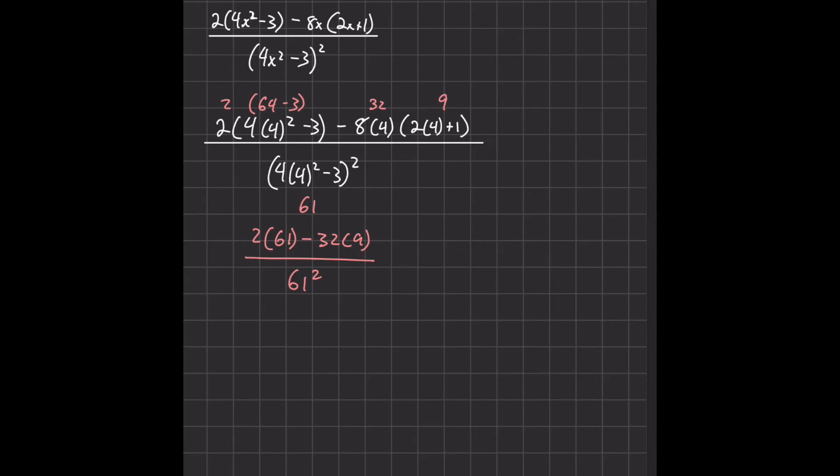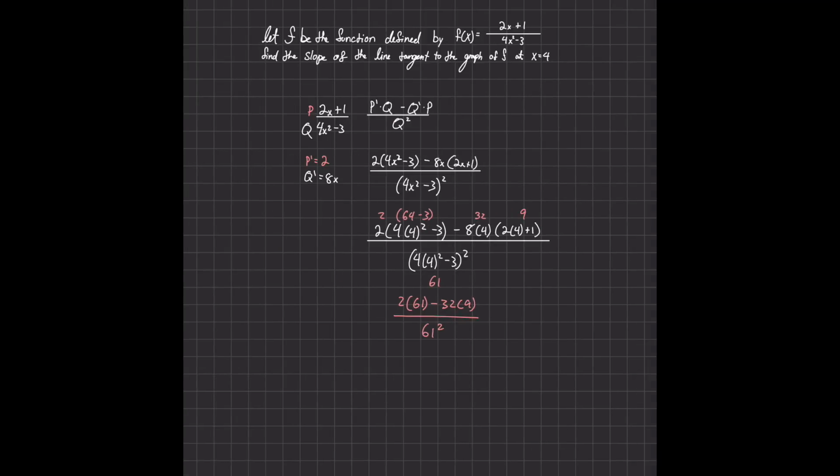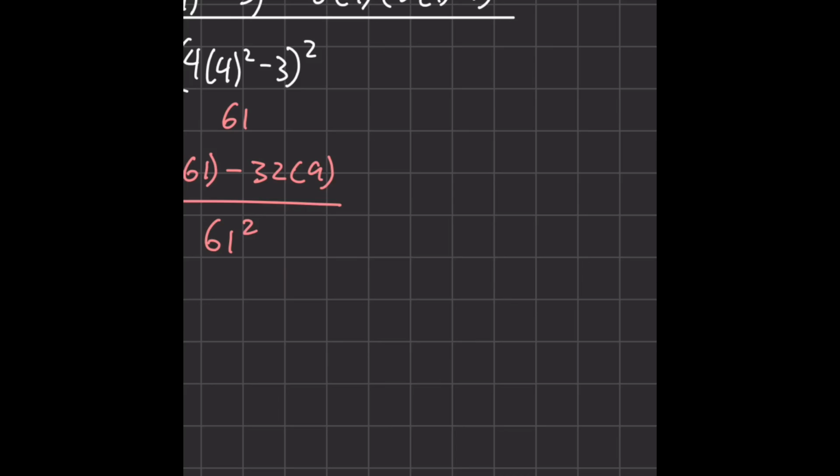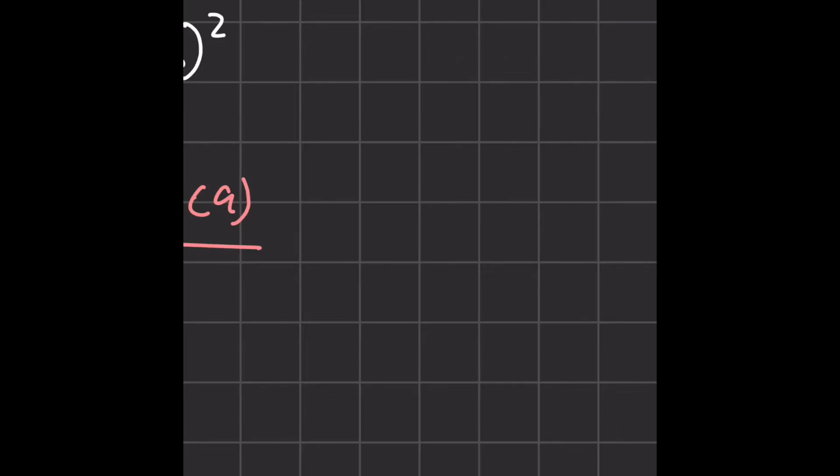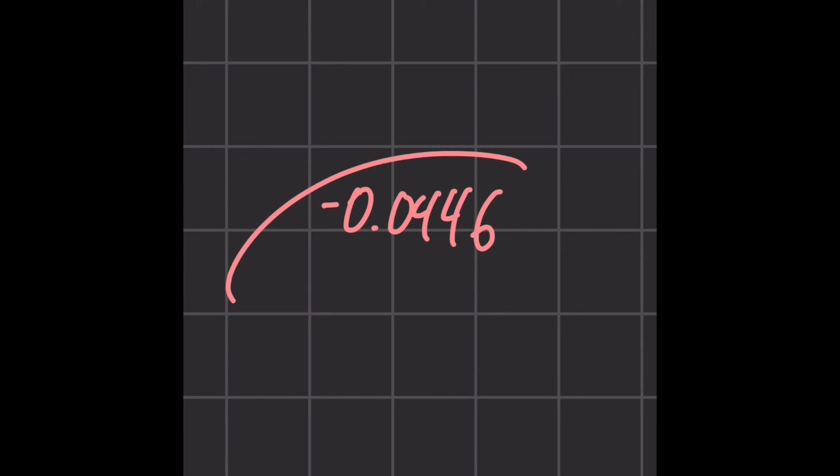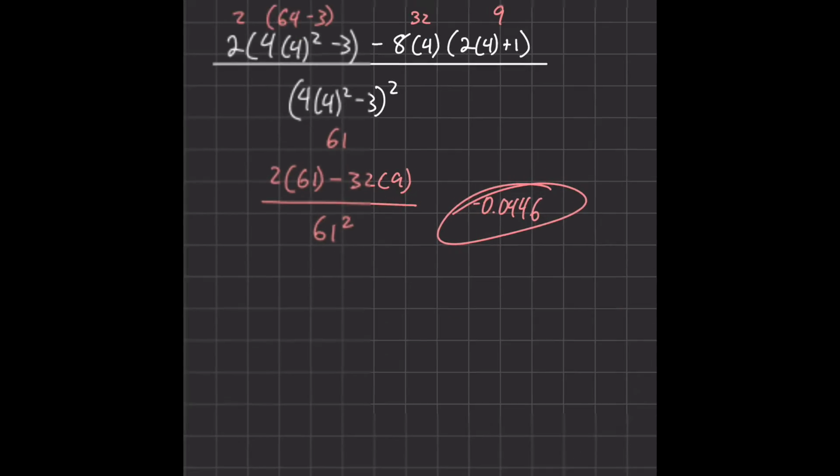Times 61 minus 32 times 9 divided by 61 squared. So in this case, I clearly did not think this through when I first made this question, but I got negative 0.0446 as my slope. I hope you have a good day, and I hope this was able to help even if I didn't get the right answer.